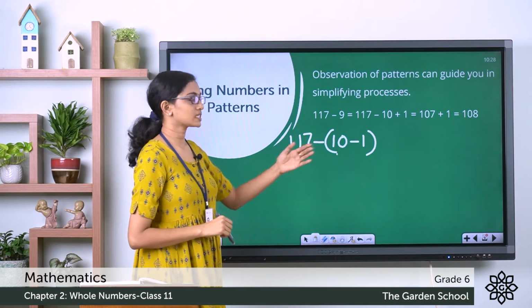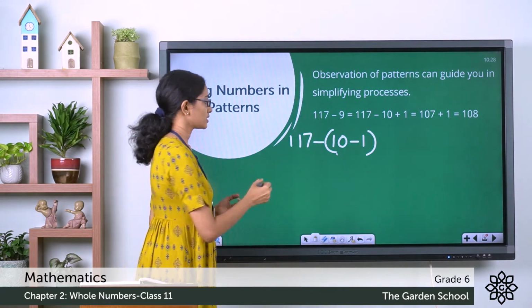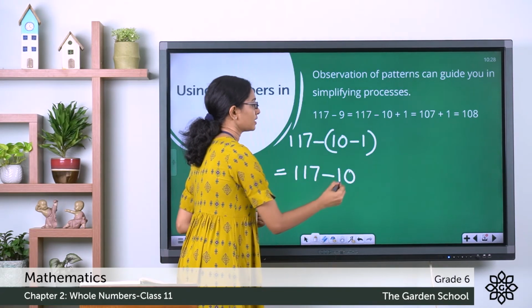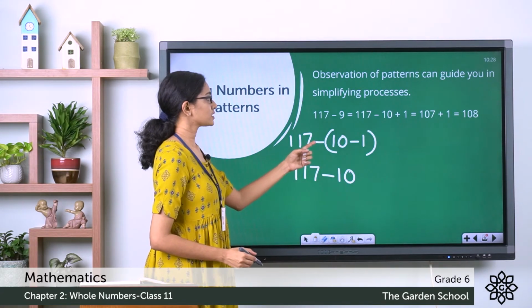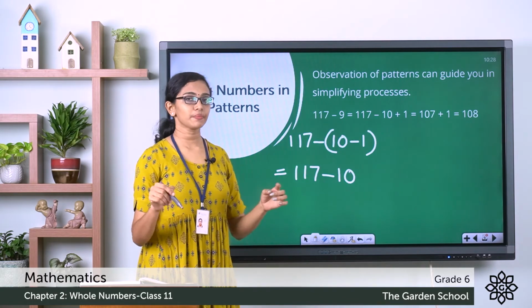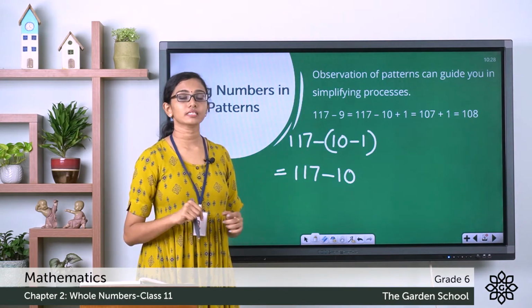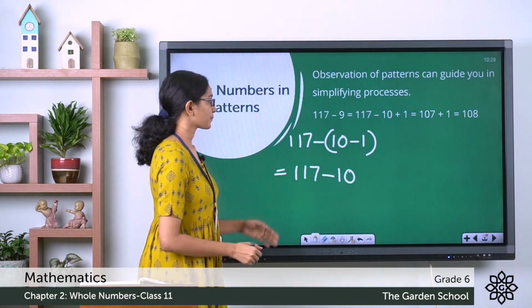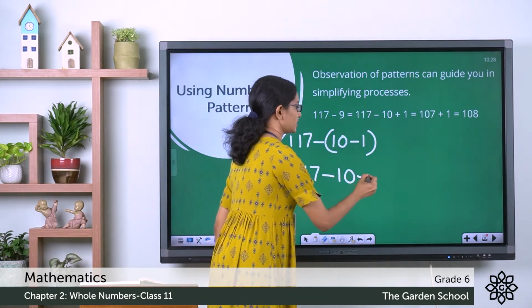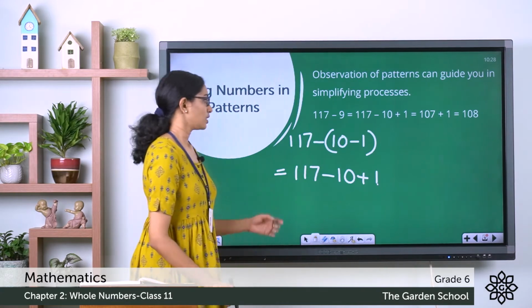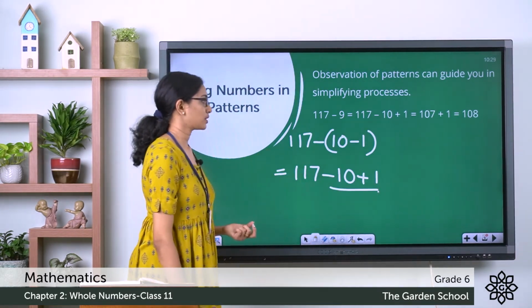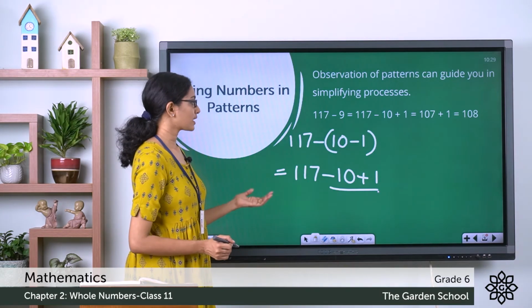So if you open this bracket, this becomes equal to 117 minus 10. Then here there is minus of minus. Keep in mind, minus of minus is plus. Just keep that in your mind, okay? So this becomes minus of minus 1, that is equal to plus 1. So what pattern are you using here? Minus 10 plus 1.